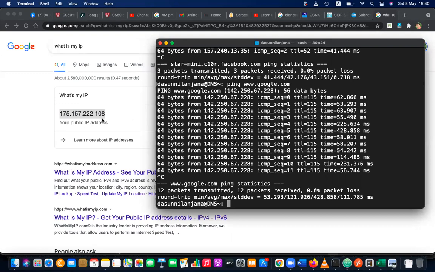Ours can change, but theirs does not. It is static and does not change. It's reserved for them. Why? Google is powerful. Is that the reason? So why is it reserved? The reason is that Google is a server.